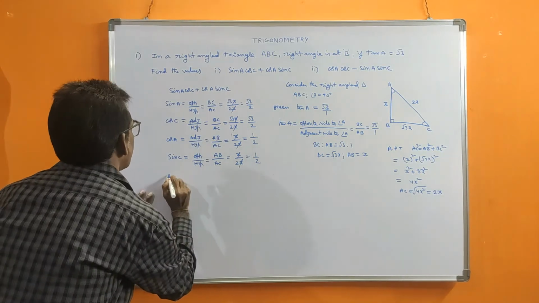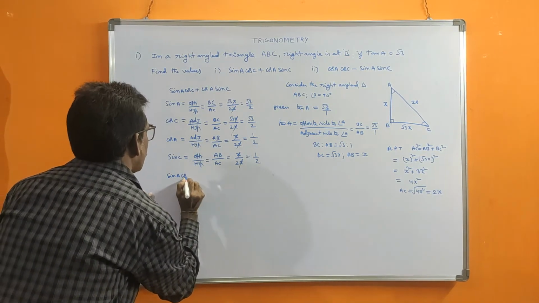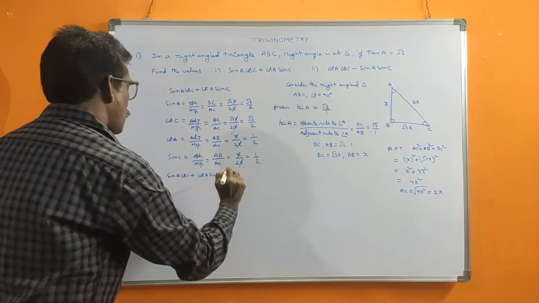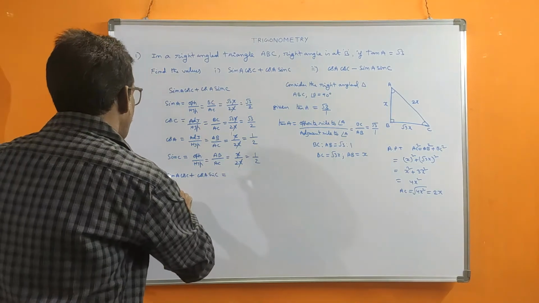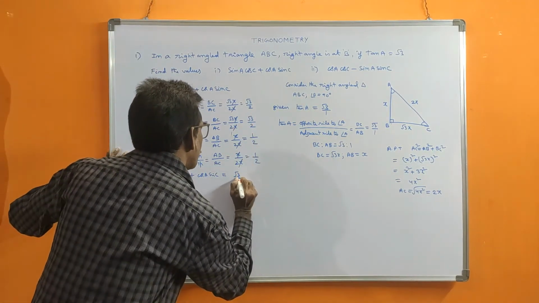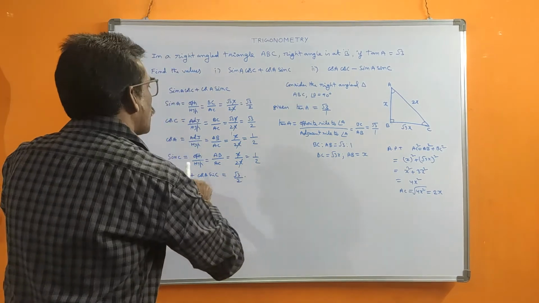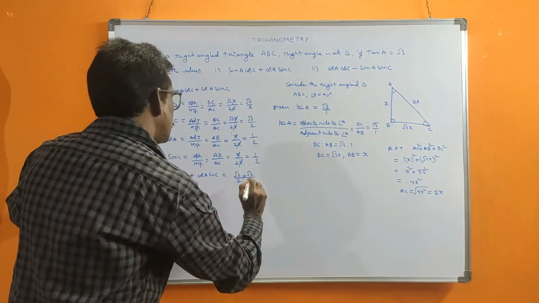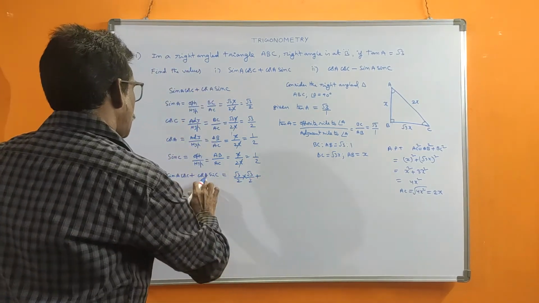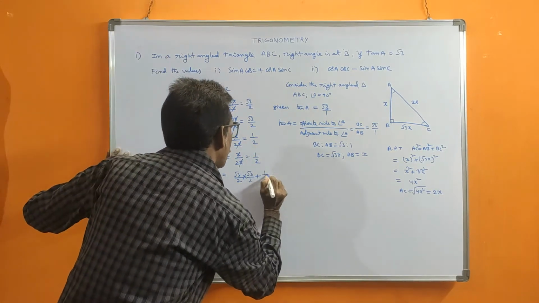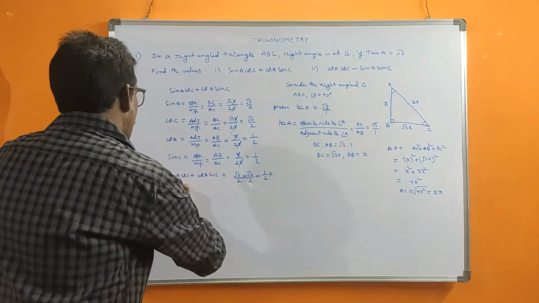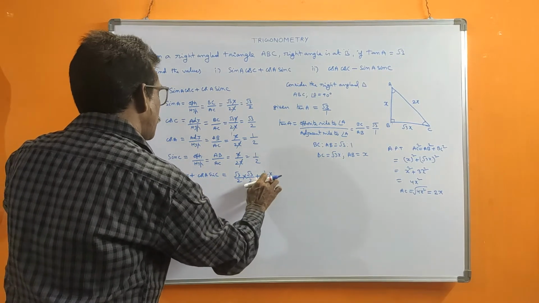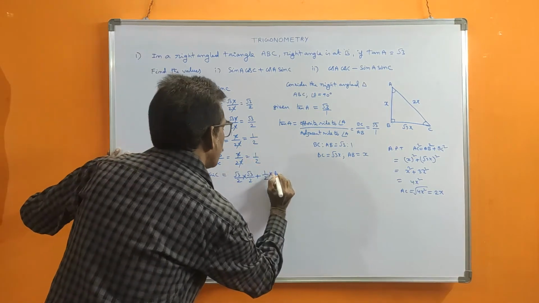Now sin A cos C plus cos A sin C. What does it become? You substitute the values. Sin A is root 3 by 2, into cos C, root 3 by 2, plus cos A, 1 by 2, into sin C, 1 by 2.